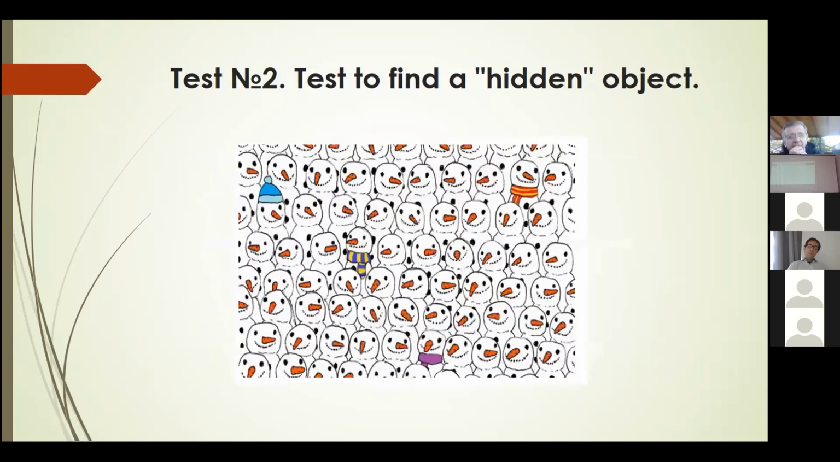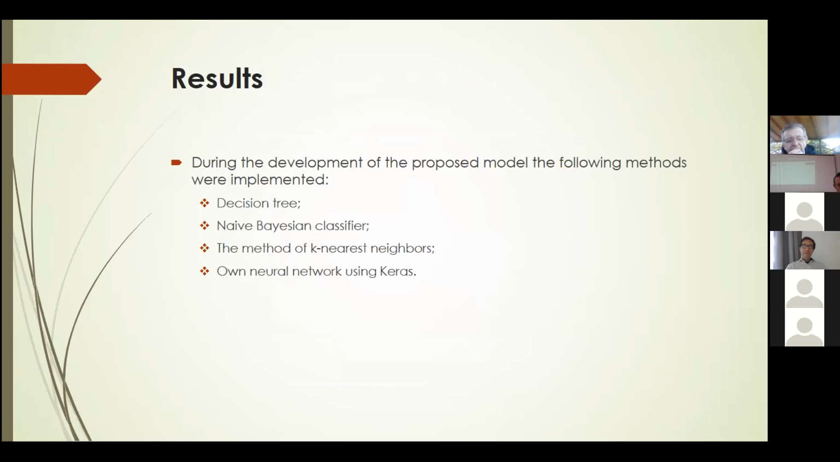And the next one is a task to find a hidden object. The technique allows assessing the concentration and attentiveness of the person. In the standard version of this test, it's suggested to find a hidden object drawn on the screen among other objects similar in shape or color. During the development of the model, the following methods were implemented: decision tree, naive Bayes classifier, the method of nearest neighbors, and our own neural network using Keras.